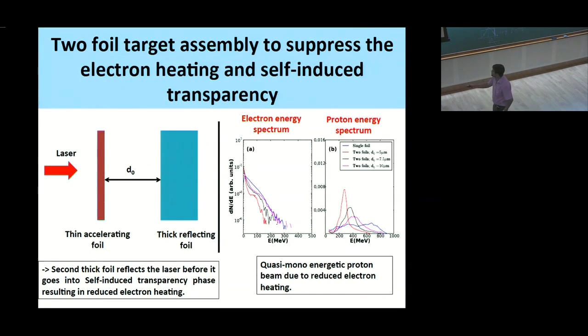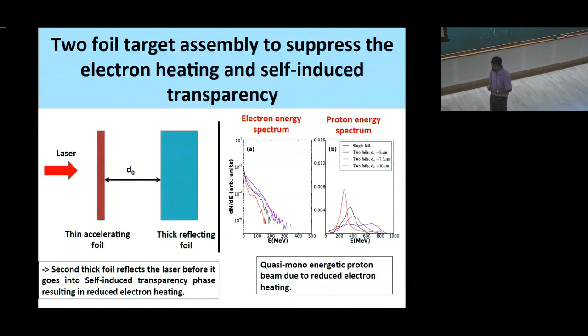In a PIC simulation, this thin foil was separated by a thick foil, and you have a laser coming in. In that case, what we see is, as you change the distance, this blue plot is basically the single foil, where you have full self-induced transparency, electrons are heated strongly, and a broad spectrum in protons. But as you change the distance, you can see that the electrons are getting colder, and the ion spectrum is again becoming monoenergetic.